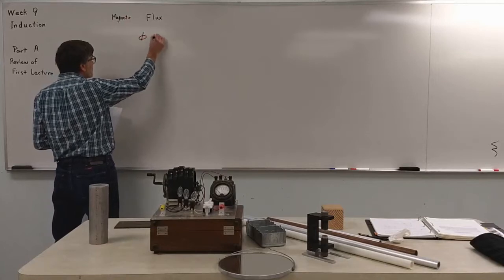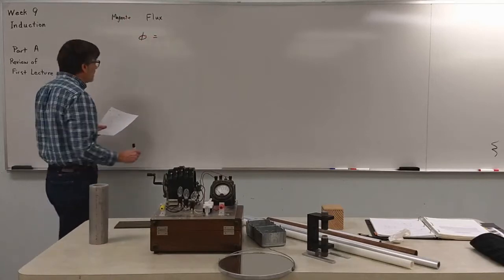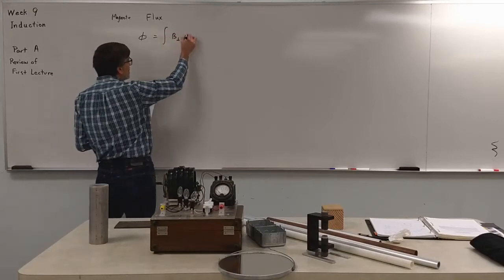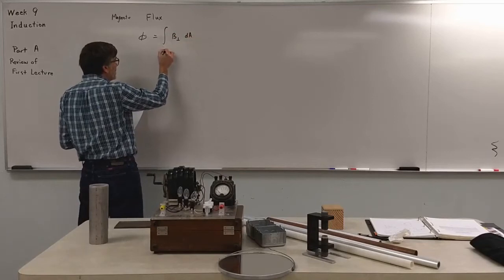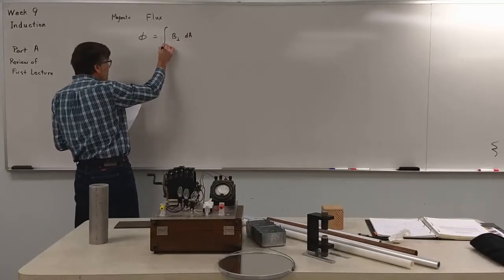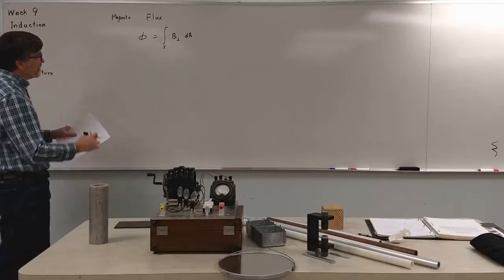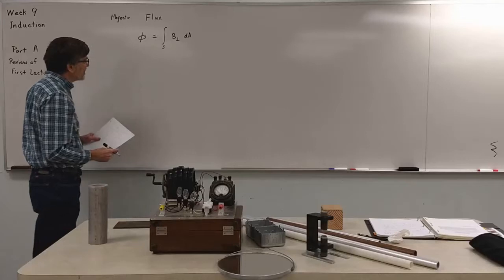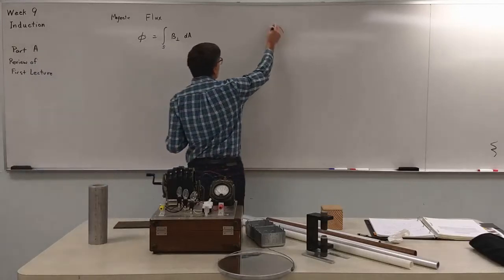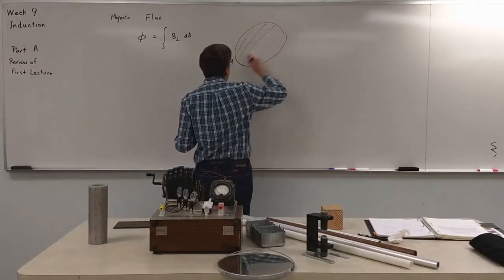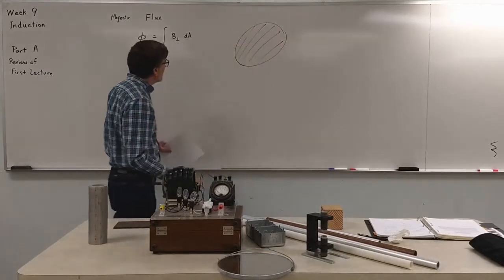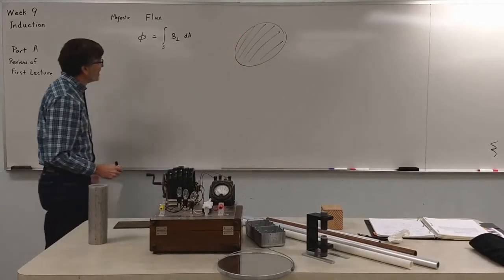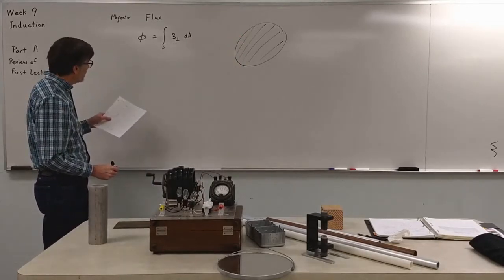And magnetic flux, given by this Greek phi, is just the integral of B. I'm going to write it as the perpendicular component of B times dA. And you do that over some surface. The surface is bounded by the loop that you're calculating the magnetic flux through. So you've got some loop like this, and you figure out how much magnetic flux is going through that. You take the B field times little pieces of area everywhere. It's only the perpendicular component of the B field that matters.